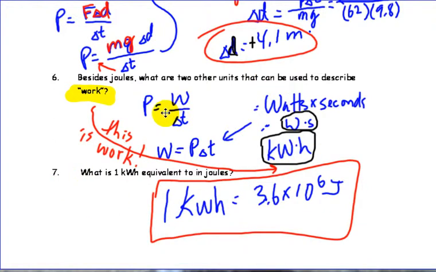In the previous video I mentioned the kilowatt hour unit used for very large power usages such as your bigger appliances like washers and dryers. The relationship between a kilowatt hour and a joule is: 1 kilowatt hour is 3.6 times 10 to the 6 joules.